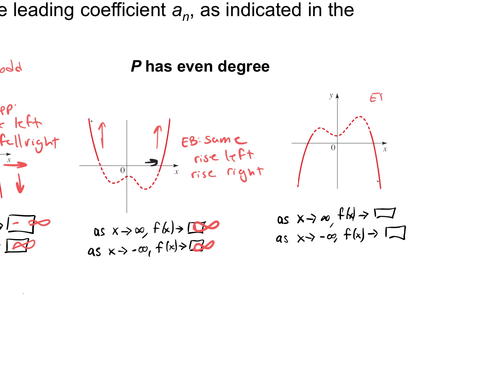For the next one, which we have a downwards even, it's going to be the same. It's going to fall left and fall right. It's going to fall no matter what. So when x is approaching infinity, the y is negative infinity. As x approaches negative infinity, the y is negative infinity.